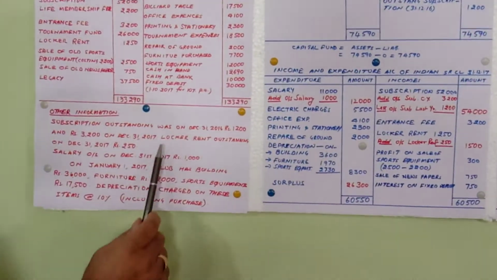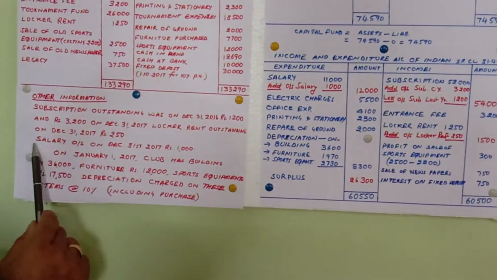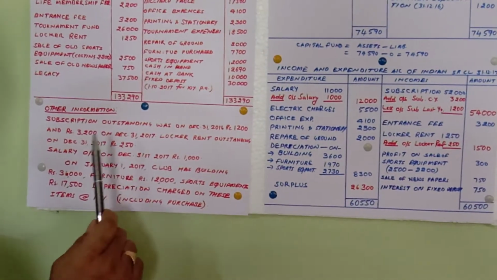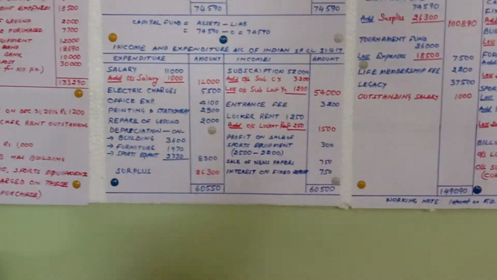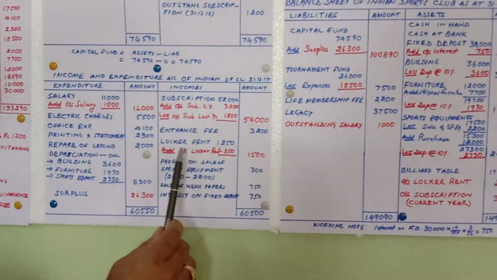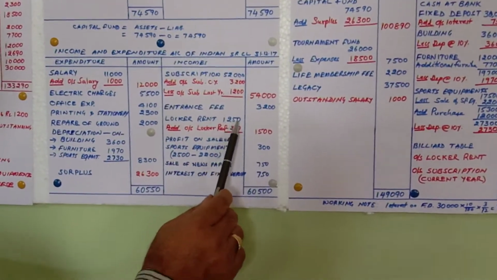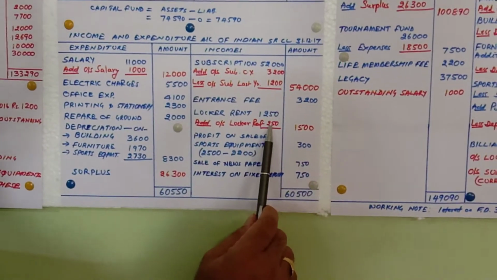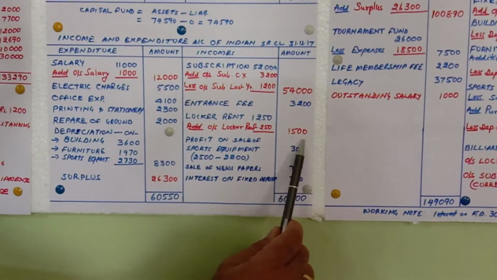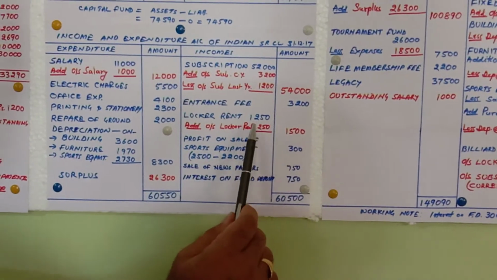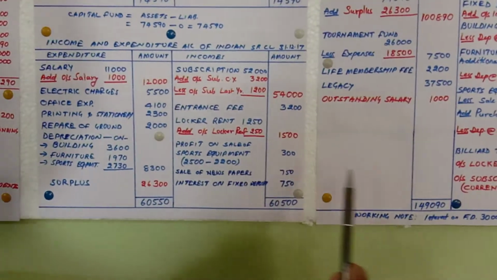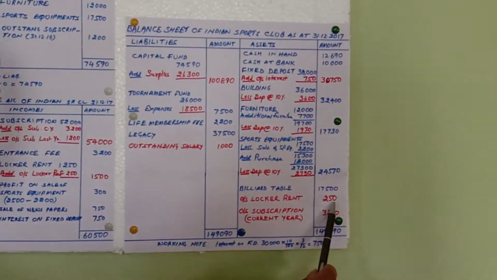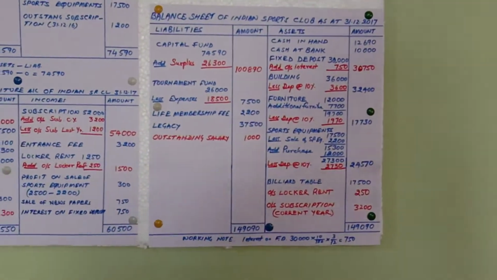Next coming is locker rent outstanding on 31st December 2017, 250. This is also current year. Now come to the income side, where 1,250 is written as locker rent. To that, add 250. So this 1,500 goes to the outer column, and 250 once again is taken as outstanding locker rent on the asset side of the closing balance sheet.